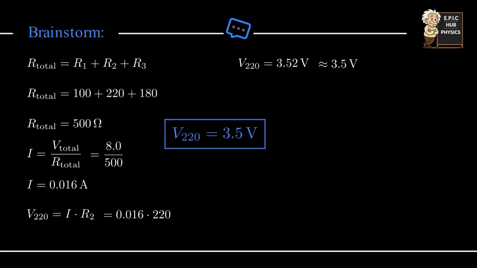What did we do? We calculated the total resistance by adding all series resistances, then we found the current using Ohm's law applied to the total circuit, and finally, we calculated the voltage across the specific resistor using the current multiplied by its resistance.